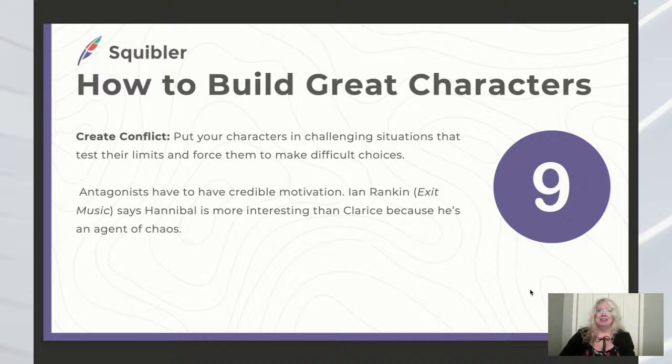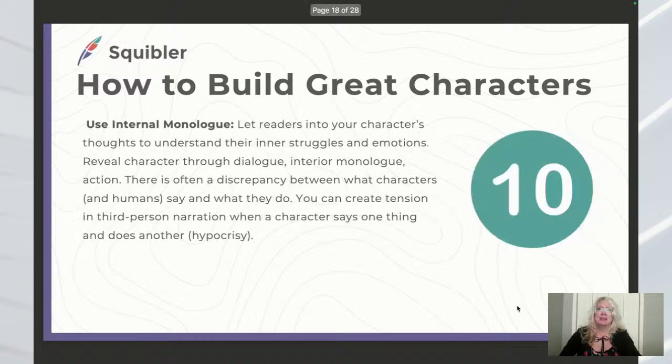Ian Rankin says that antagonists have to have incredible motivation. So your villains cannot just be one note. They can't be shallow. They can't be flat. He says that Hannibal is more interesting than Clarice in Silence of the Lambs because Hannibal is an agent of chaos. The few moments that he appears on the screen in the film is compelling. And indeed, Anthony Hopkins won an Oscar, a Best Supporting Oscar, for his performance. And it was a very short time on screen.